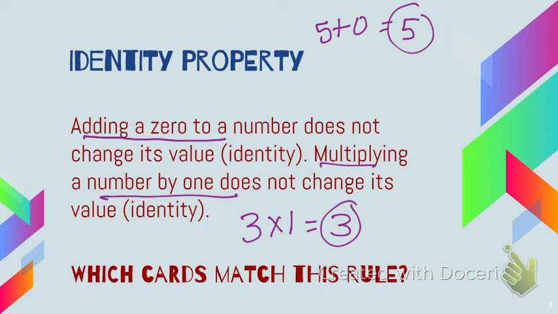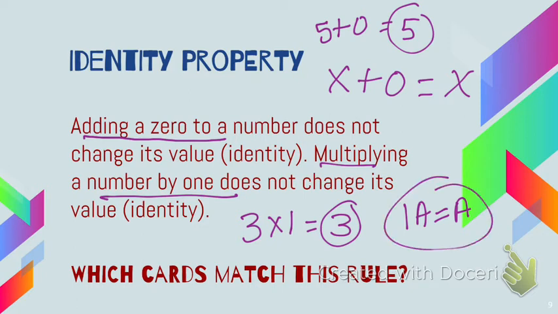It can be done with variables. We could say x plus 0 is just going to be x. It doesn't matter. 3 times 1. Now, I could also say 1a is the same thing as just a. 1 times a is a. And that's a very common one that we will recognize. We saw it yesterday with our combining like terms also.